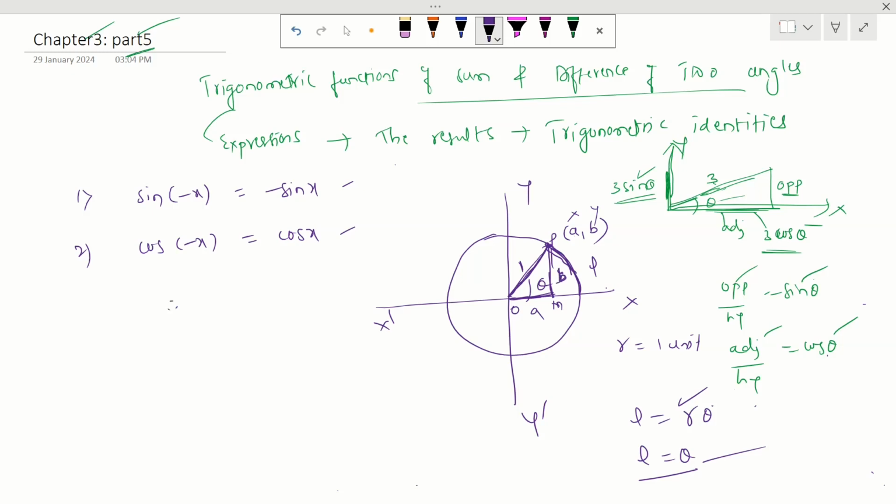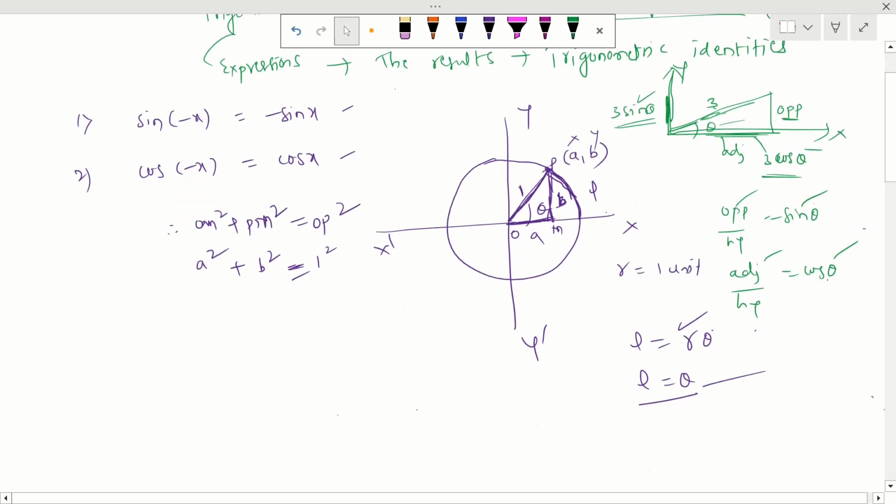So here we can write from the Pythagoras theorem: OM square plus PM square is equal to the square of the hypotenuse, OP square. OM is A, so OM square is A square, and PM is B, so PM square is B square. So OP square is what? 1 square, and 1 square is 1 only.